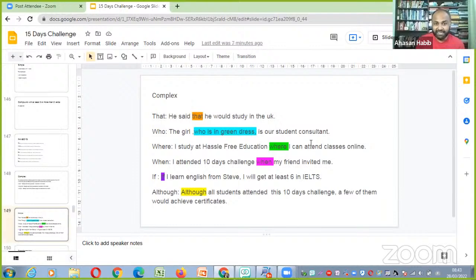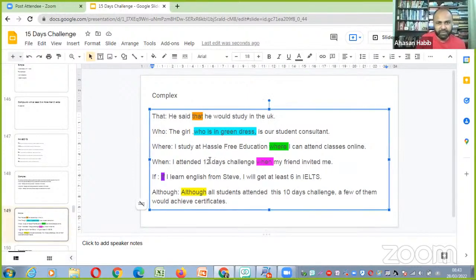I study at university, where I need to go to attend classes 5 times a week. So this is how you need to make a lot of sentences, complex sentences, and you need to understand it, right? So when I attended the 12 days speaking challenge, when my friend invited me. So this is how you're gonna make these sentences. Using when, you can make a sentence.